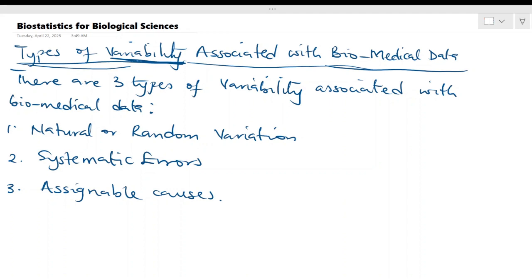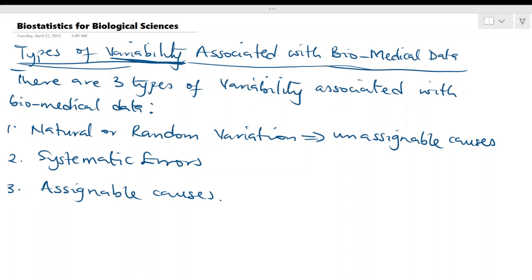For instance, the natural or random variation. These are variations that are often said to be due to unassignable causes. So they are variations that occur due to unassignable causes. That is, the experimenter or the researcher might not know the cause of the variation.